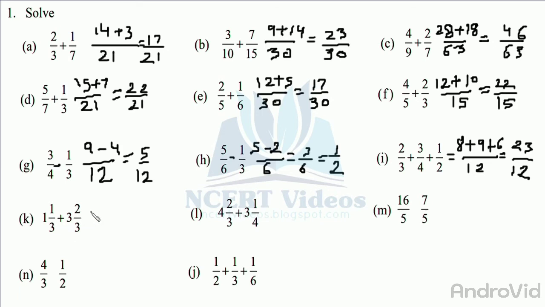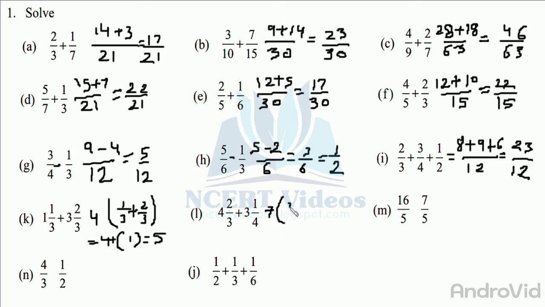Here whole part should be added first of all, that is 1 plus 3 gives you 4. Then adding fractions, 1 by 3 plus 2 by 3. 3 is common denominator, therefore we can say 4 plus 3 by 3 is equal to 4 plus 1 gives you 5.